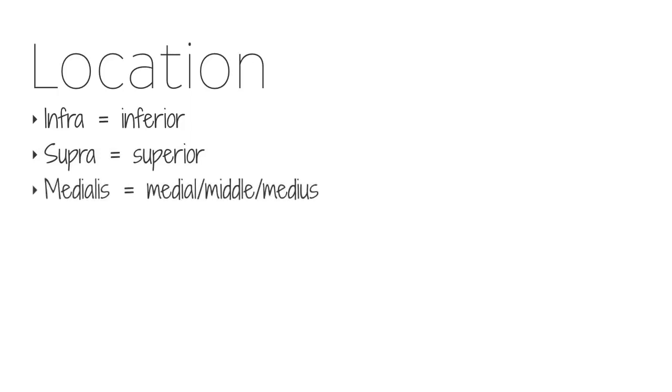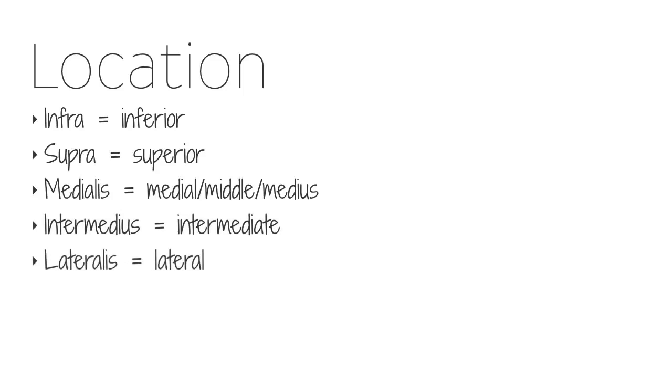For example, the tibialis anterior muscle is located in front of the tibia. Some muscles also derive their names after their position or location in reference to a similar muscle, and in that case, the following terms would be used. Infra or inferior, meaning below or more caudally situated. Supra or superior, meaning above or more cranially situated. Medialis, medial, middle or medius, meaning in the middle or closer to the midline. Intermedius, meaning intermediate. And lateralis or lateral, meaning to the side or away from the midline.